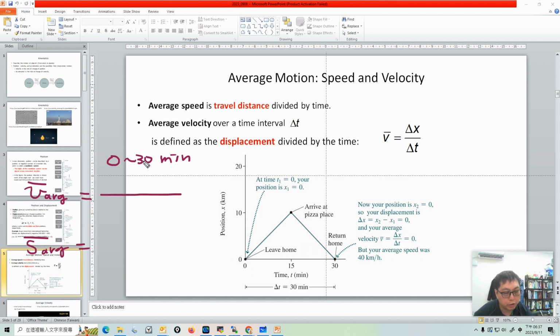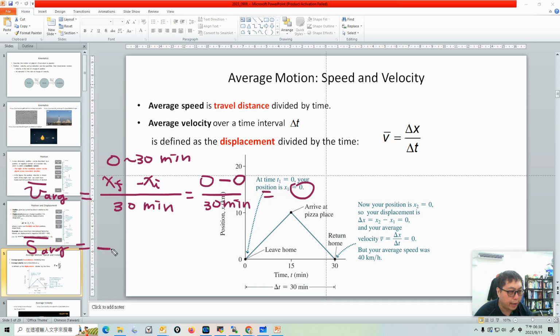During the time duration 0 minutes to 30 minutes, what's your average velocity? The definition of average velocity is the final position minus initial position, divided by the time interval. The time interval now is 30 minutes. The final position, you return home, so the position is 0. Your initial position, you start at home, so another 0, divided by 30 minutes. So your average velocity is 0 between 0 and 30 minutes.